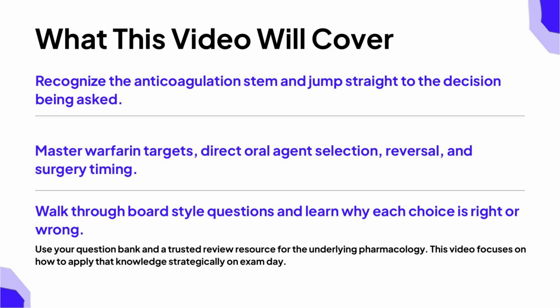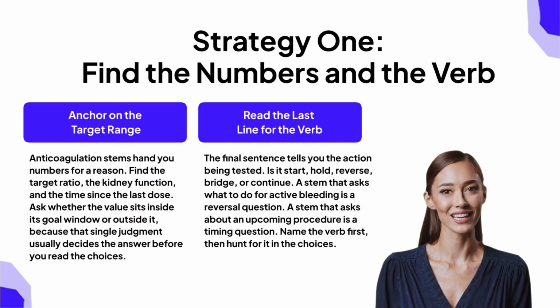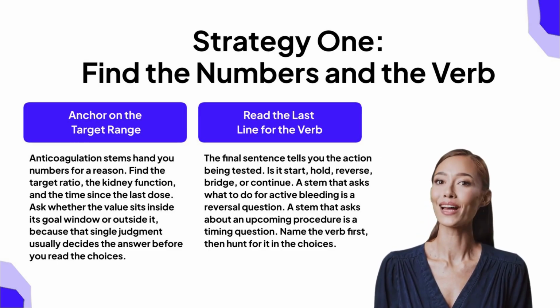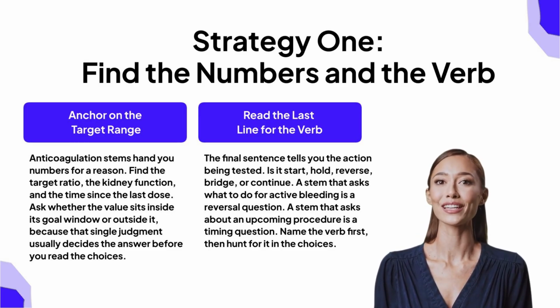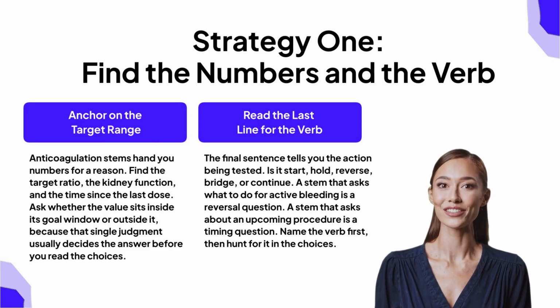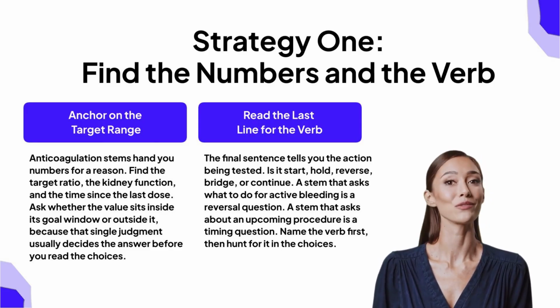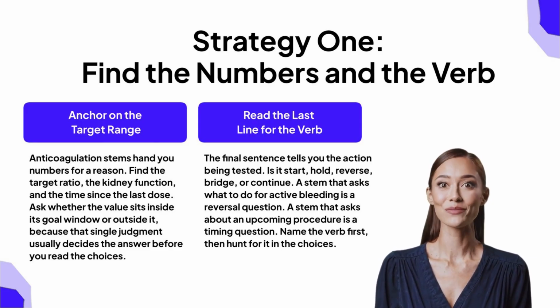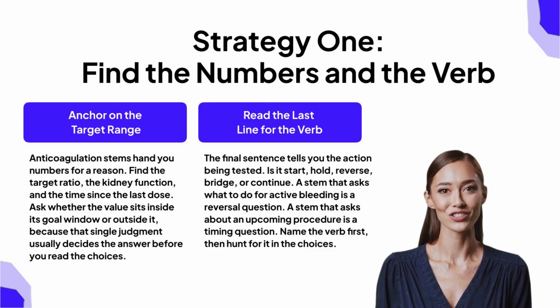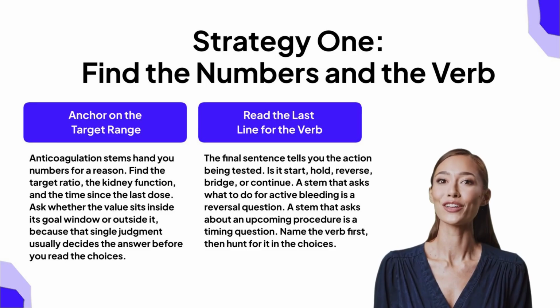This video assumes you already have the baseline pharmacology from your review resources. We are here to sharpen how you take the test. Our first strategy is to read every anticoagulation vignette by hunting for 2 things, the numbers and the verb. Start with the numbers. These stems hand you a target ratio, a kidney function value, and the time since the last dose for a reason. Your first job is to decide whether each value is inside its goal window or outside it, because that judgment usually settles the answer before you even reach the options.